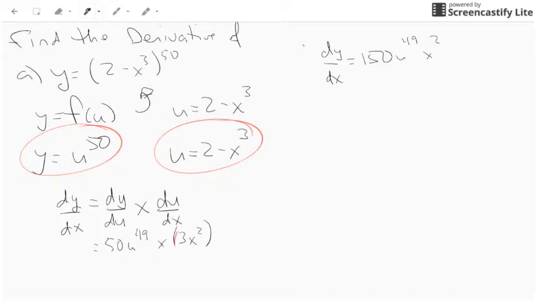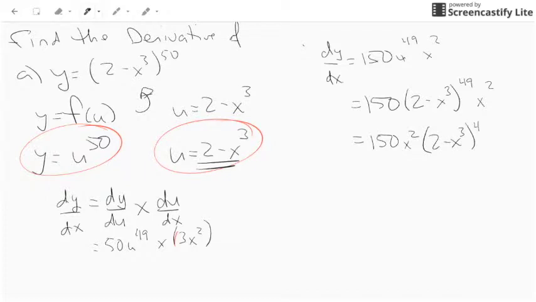Now, I'm not particularly fond of the way this answer looks because I've got this u in there, and in the original expression, I didn't have that u. So now I'm going to go back and replace u with 2 minus x cubed. So this becomes 150 multiplied by (2 minus x cubed) all to the 49, and then multiplied by x squared, which, quite honestly, I would probably write more like 150x squared (2 minus x cubed) to the 49. That looks better to me.